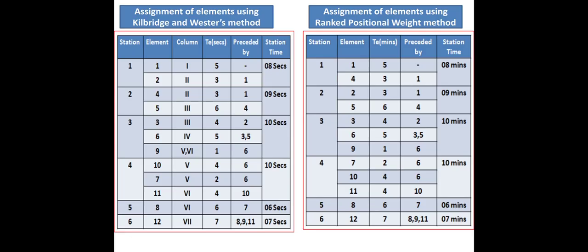This table shows the comparison of assignments of elements made using the Kilbridge and Wester method and the ranked positional weight method. This time remains the same for all the stations. The only change is here: element numbers 1 and 2 are assigned, here element numbers 1 and 4 are assigned, here 2 and 5, here 4 and 5 are assigned. Remaining things are the same here.